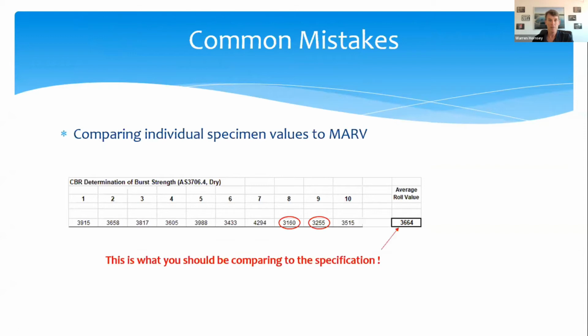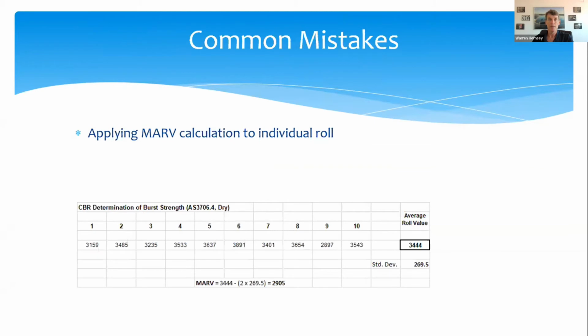So we spoke briefly about it. The common mistake that I see is people comparing the specimen values against the MARV value. That's incorrect. You need to use the average roll value. I also see people taking the standard deviation of the specimens. So they'll take the mean of the specimens, get the standard deviation of those specimens, and say the mean minus 2 times the standard deviation. That's not correct. That is not the way you calculate MARV. Again, it should just be compared to that average roll value.